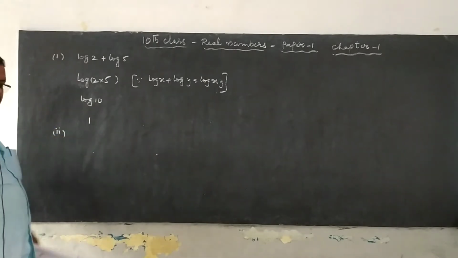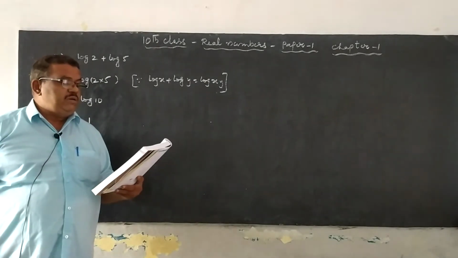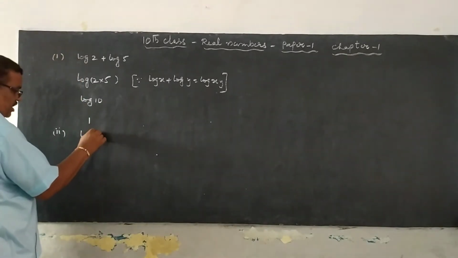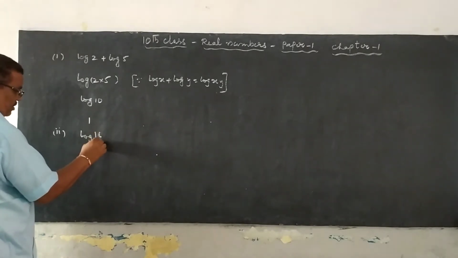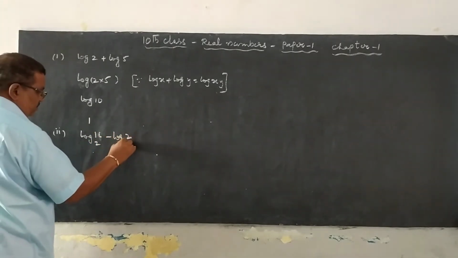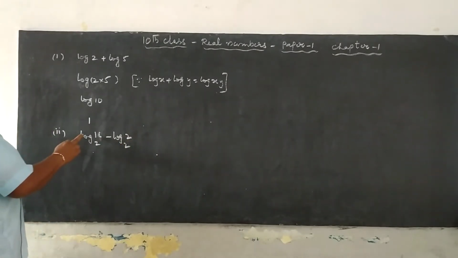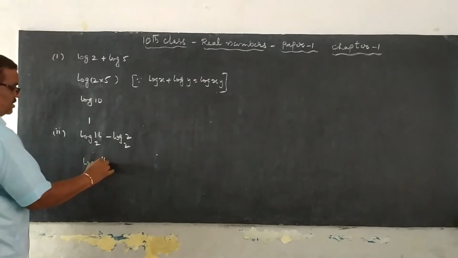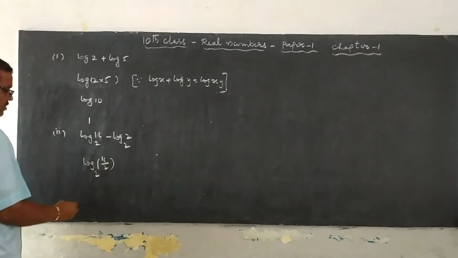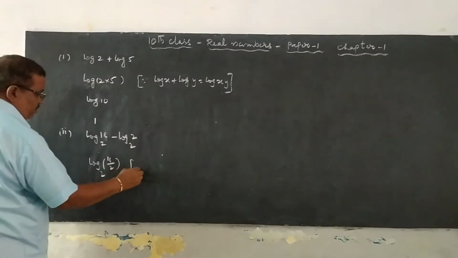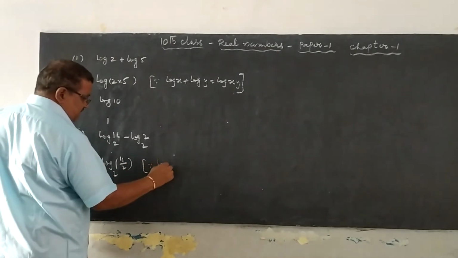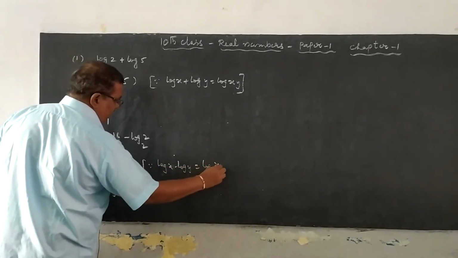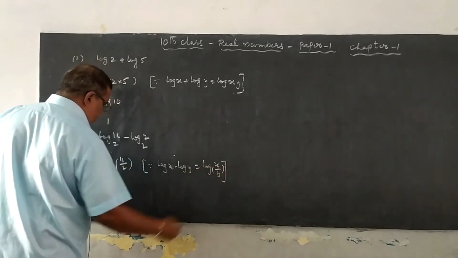Now we are going to discuss the second problem in this Roman. Log 16 base 2 minus log 2 base 2. Simple question. Which is log x minus log y, log x by y, that is 16 by 2 base 2. Log 8, since from the supporting formula log x minus log y is log x by y. This is the supporting formula.